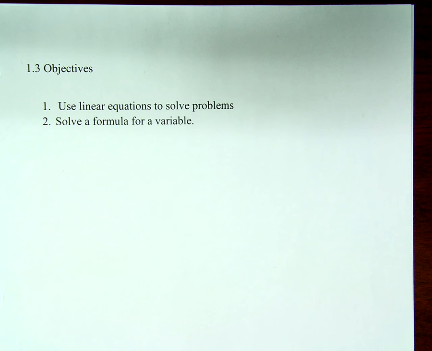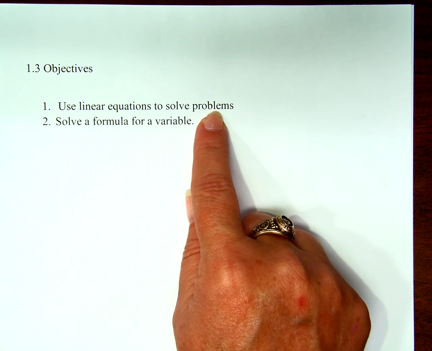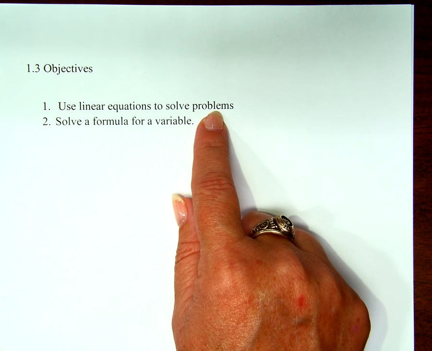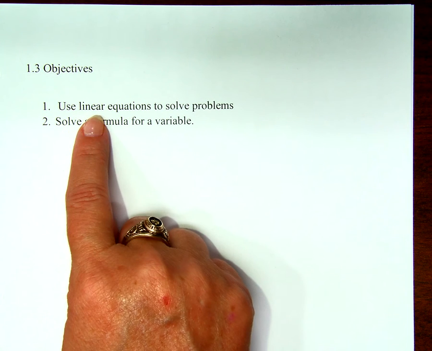Here are our objectives for section 1.3. Number 1, use linear equations to solve problems. Number 2, solve a formula for a variable. So we talked last time about what that first one means. What does that first one mean? Word problems. Can you solve word problems that are linear?